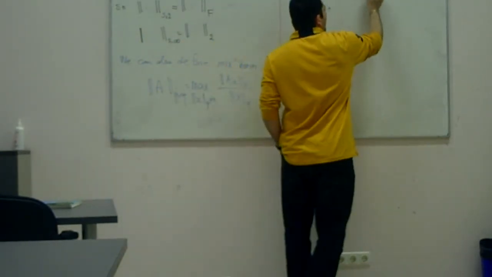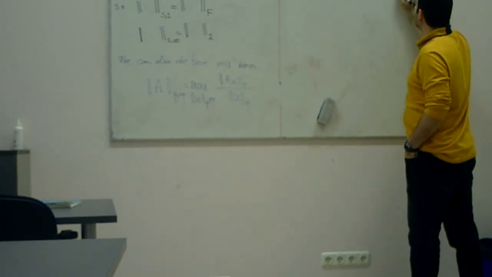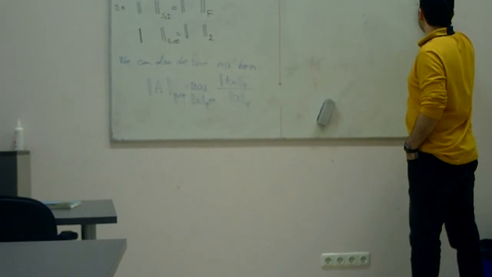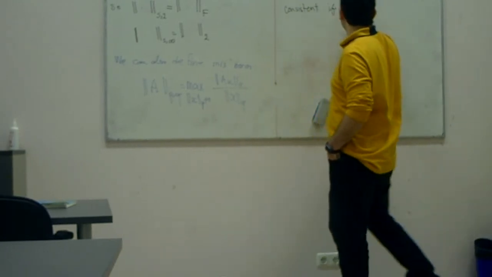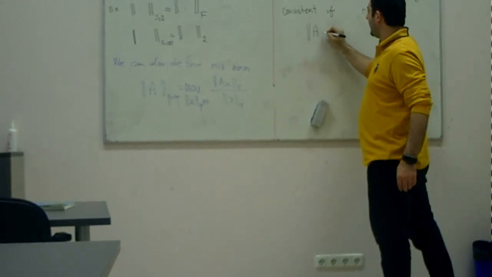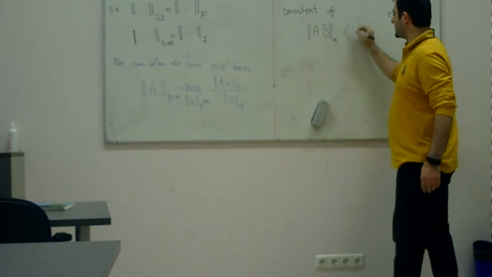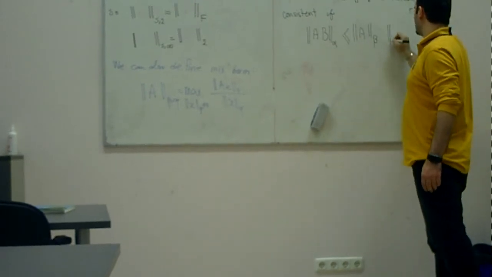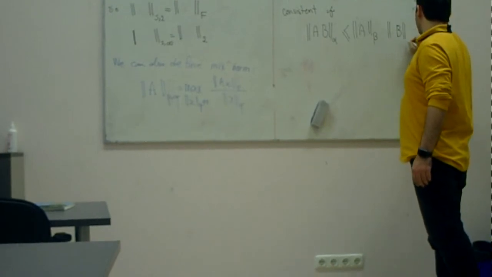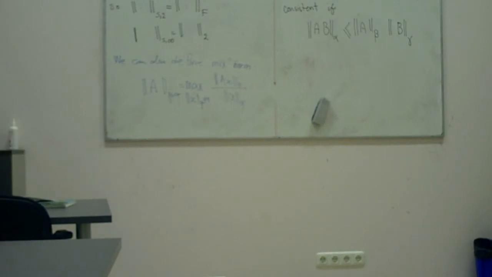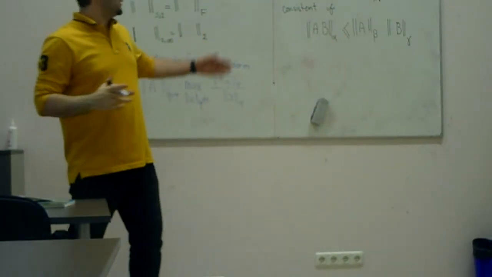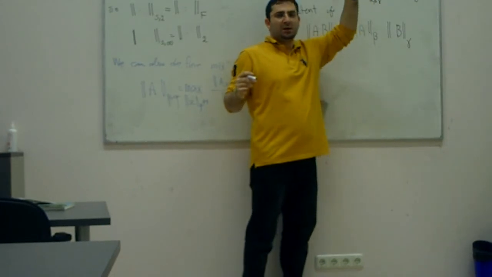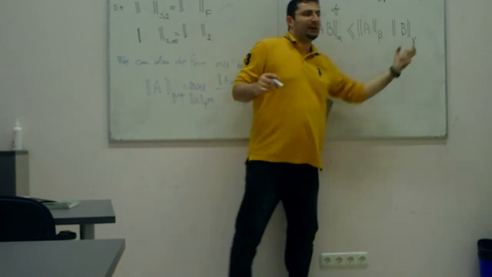And norms are mutually consistent if the norm alpha of AB is less than or equal to norm beta of A multiplied by norm gamma of B, if the multiplication is valid. Then norm alpha, beta, and gamma are mutually consistent. So you understand that we are talking about three norms. These three norms are mutually consistent if we can write that.